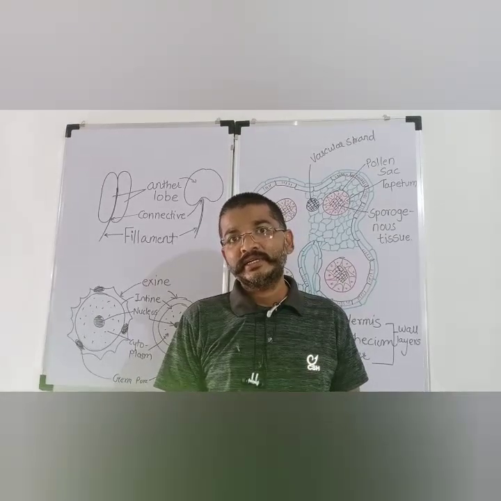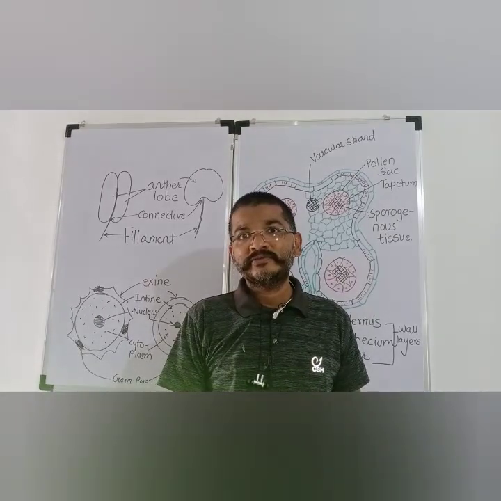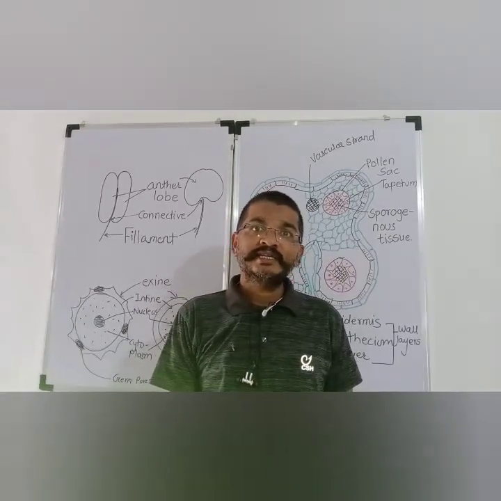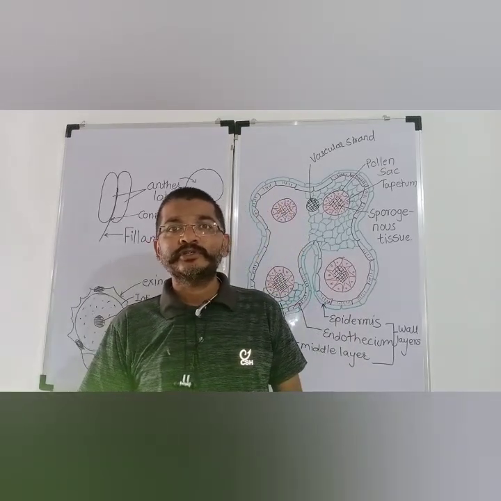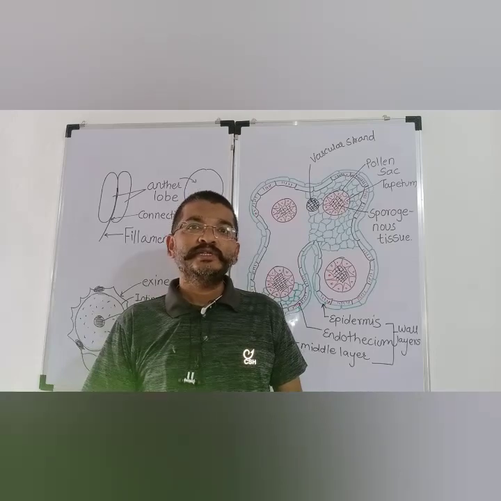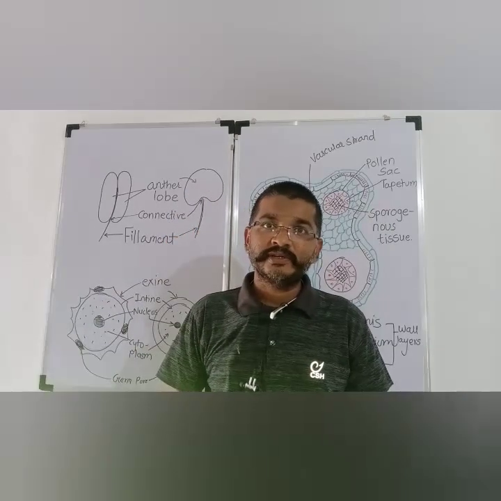Whereas calyx is the outermost first whorl from the periphery, and the second whorl is the corolla, which is brightly colored. Both are not directly involved in the process of sexual reproduction. Therefore, these two whorls are called non-essential whorls.